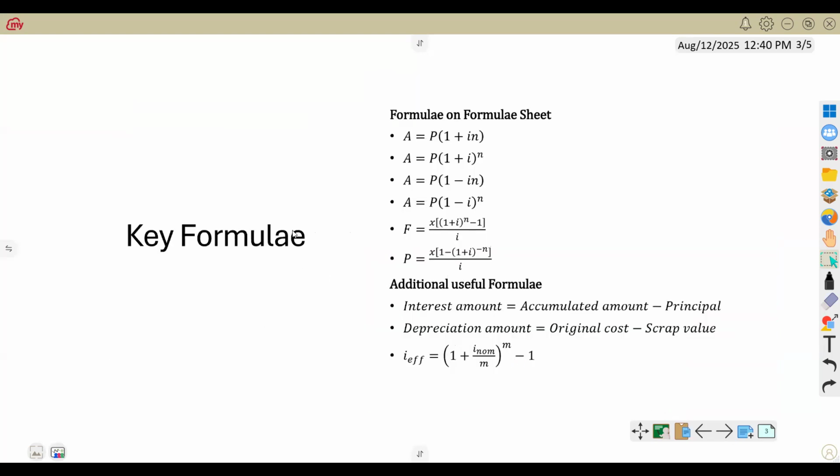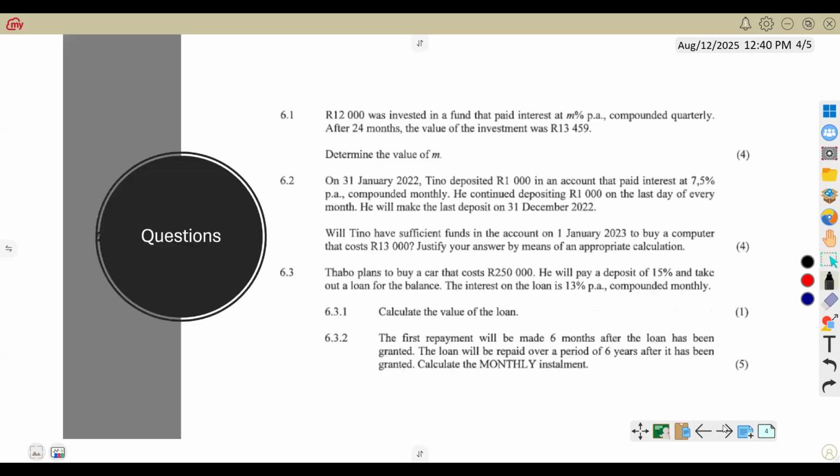For us to be able to answer, we need to understand the formulae. The formulae are listed here. These are the formulae found on the formula book, and these ones are not in the formula sheet, but you're expected to be using them. Then let's go to our question.